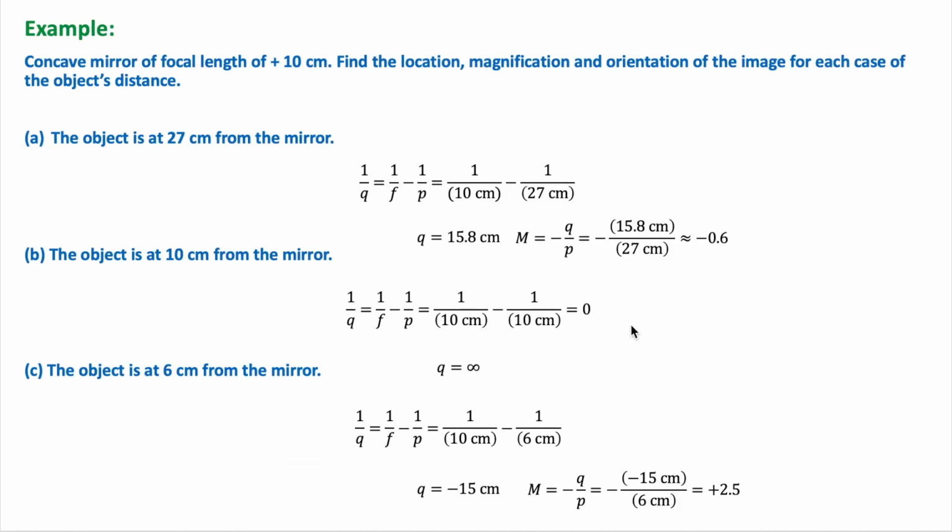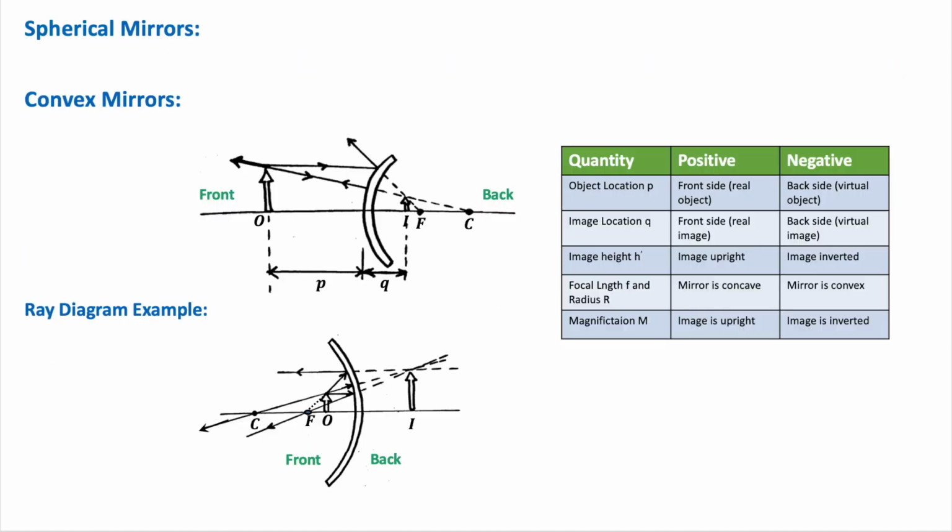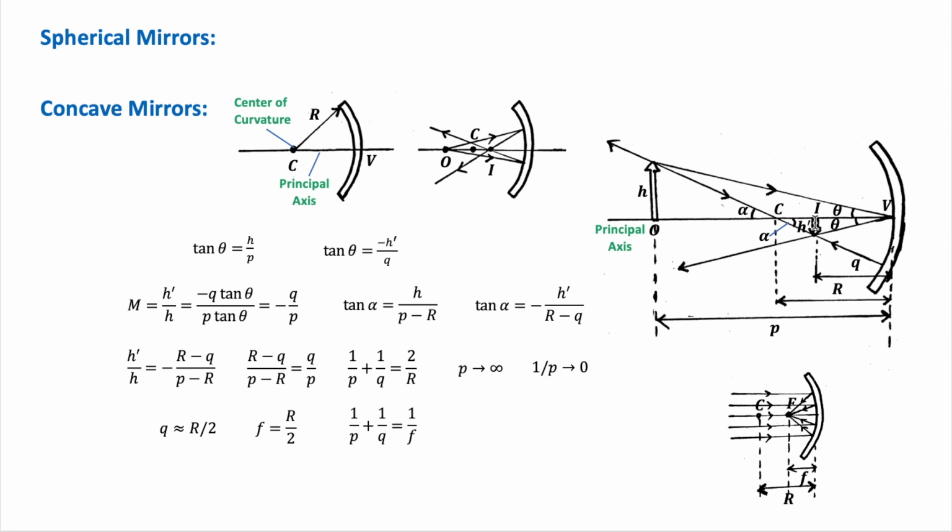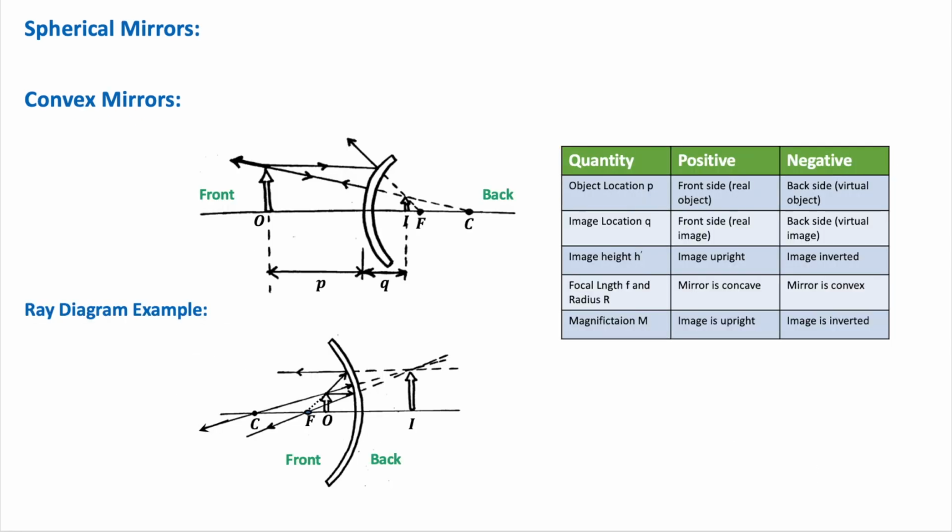So let's consider an example here. Suppose we have a spherical concave mirror of focal length 10 centimeters, and we want to find the location, magnification, and orientation of the image of an object located at different distances from the mirror, okay? Because the mirror is concave, the focal length is positive, so it's plus 10 centimeters. In the first case, the object distance P is 27 centimeters, so it is larger than the focal length F. So we expect the image to be real and inverted, as in this case here. So at the front side, it's real and it's inverted, okay?